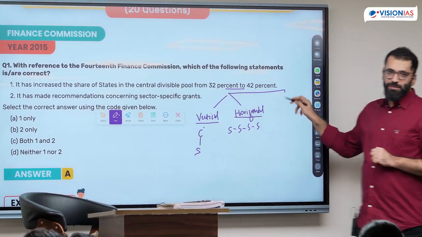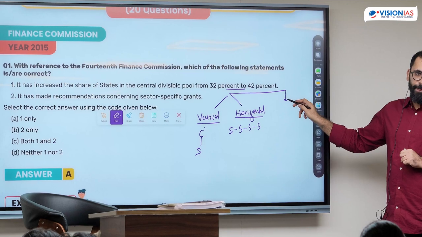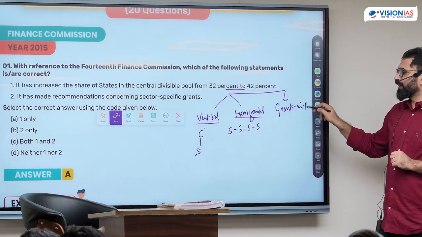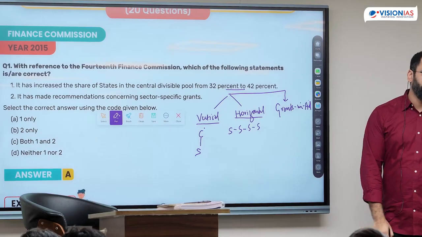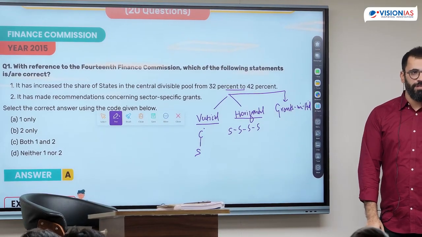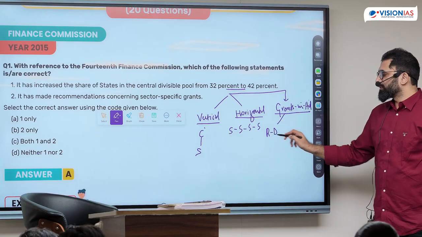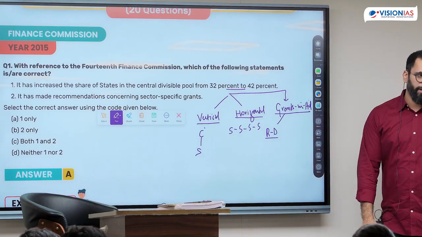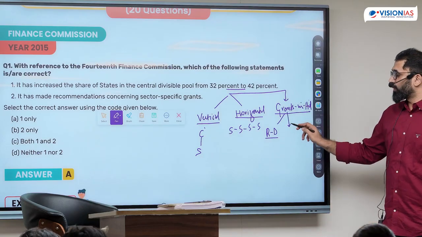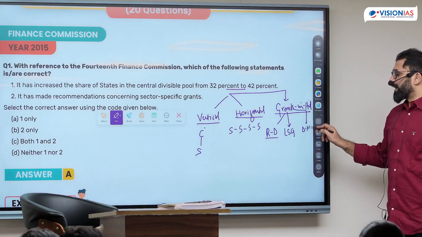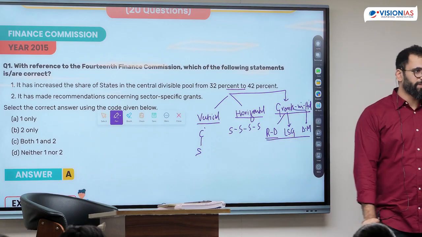Then what does the Finance Commission do? Yes, this is a very important function of the Finance Commission, that it will provide grants in aid. There have been 3 specific functions which every Finance Commission will do. 1, they will provide grants to those states which have a revenue deficit. This is called the revenue deficit grant. They will also provide grants for local self-government and disaster management. Roughly all Finance Commissions will provide this.